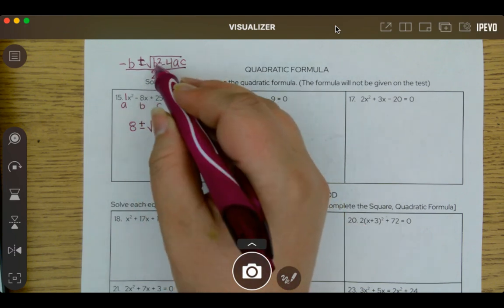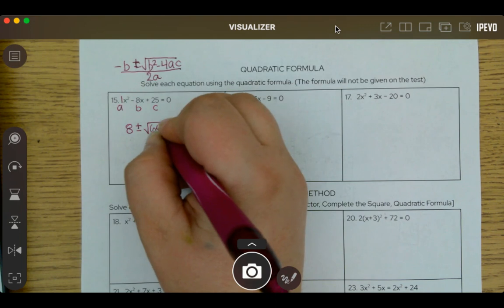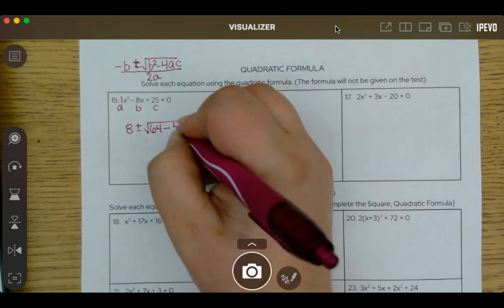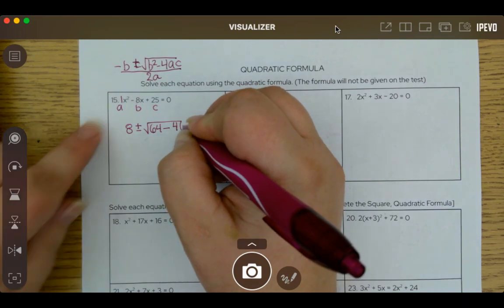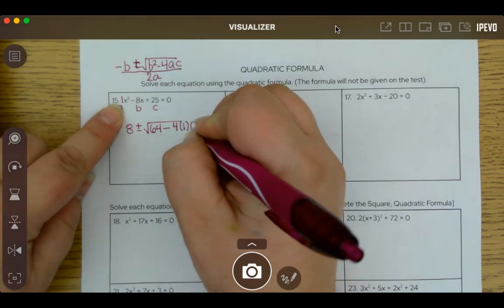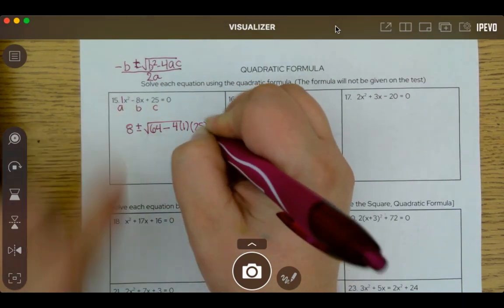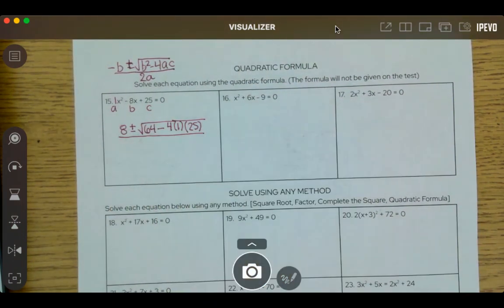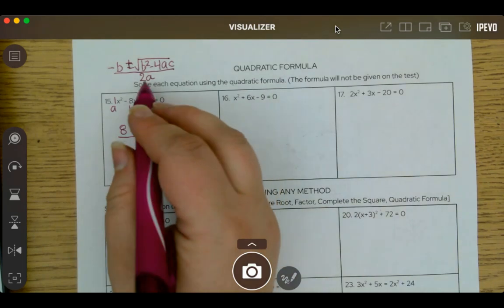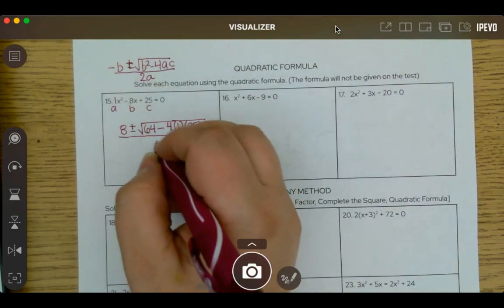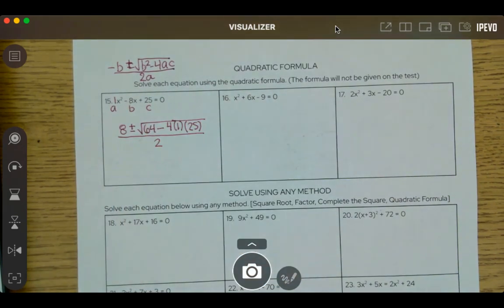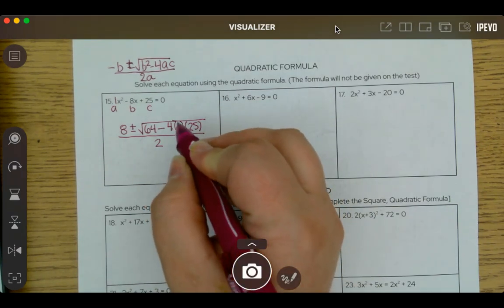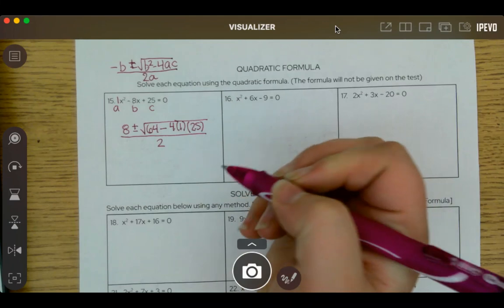Negative 8 squared is 64 minus 4 times a, which is 1, times c, which is 25. All over, meaning the whole thing is being divided by 2a. 2 times 1 is 2. There you go. Now, 4 times 1 is 4. 4 times 25 is 100.